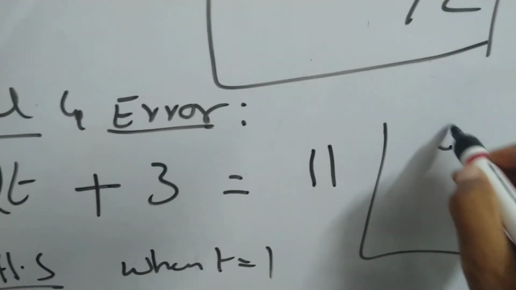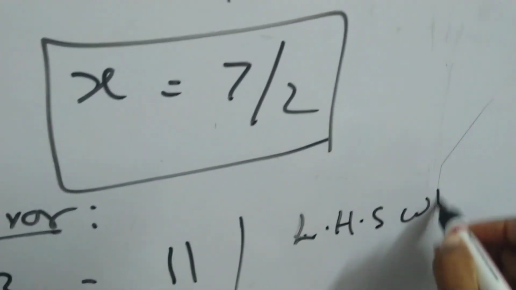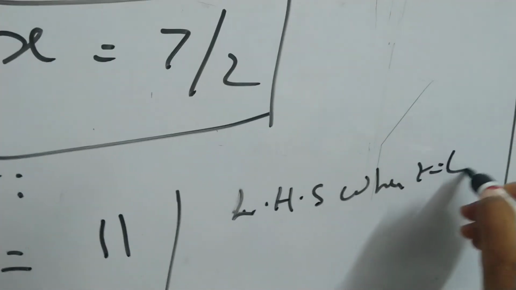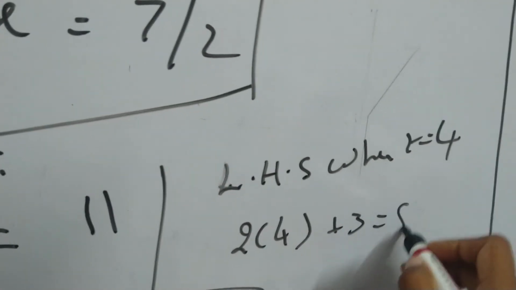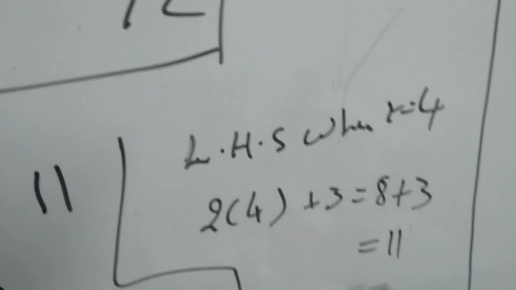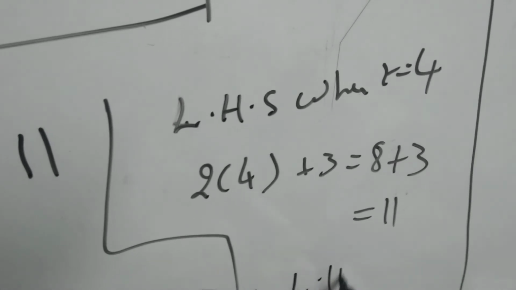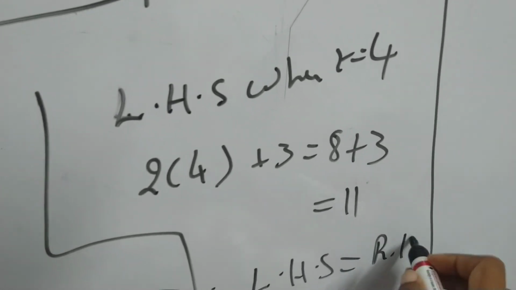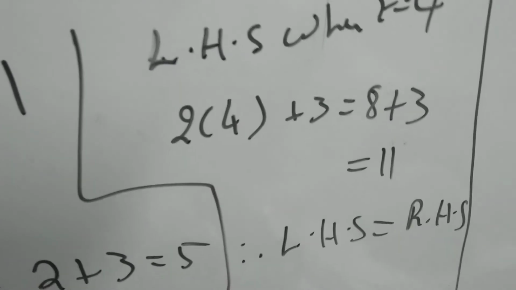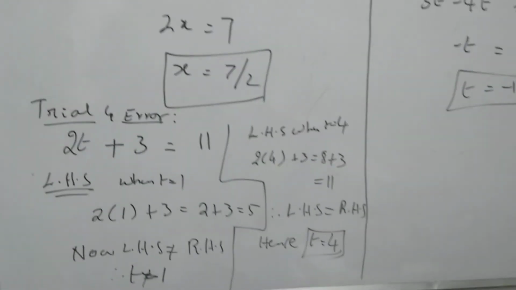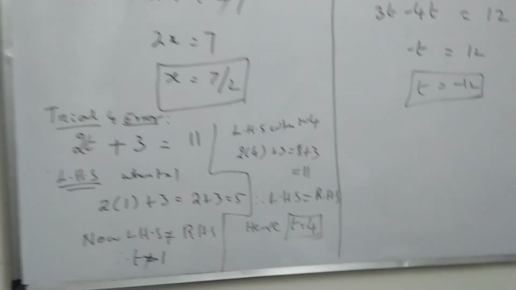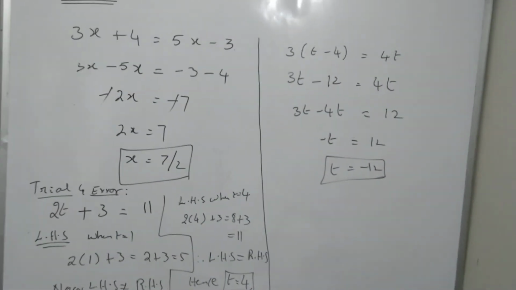Now, LHS when t is equal to 4. So that is 2 into 4 plus 3, 8 plus 3, which is equal to 11. Therefore here LHS is equal to RHS. Hence t is equal to 4. So this is how we are going to do the trial and error method. Okay, is that clear, children? Yeah, see, pause the video for a moment and please copy the whole thing.